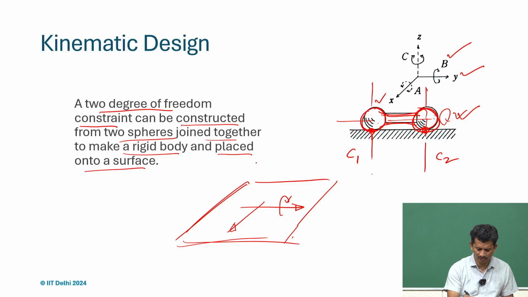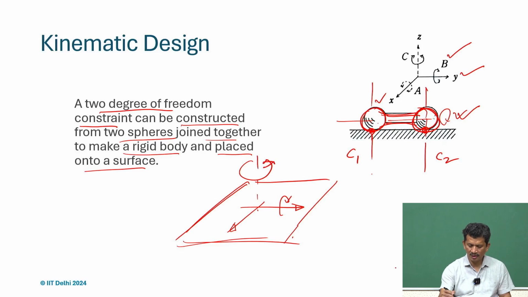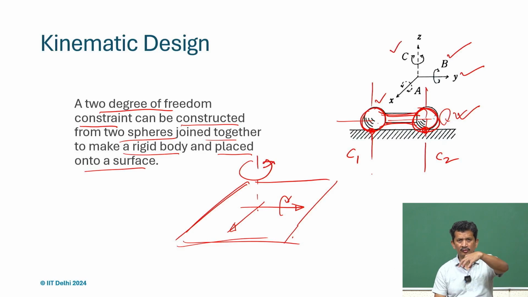So, if you are talking about this rotation c, that is also possible because we can turn without lifting it. So, we still have those two contacts C1 and C2, but we try to rotate along z axis, which is perpendicular to the plane, we can still rotate. So, that is also possible.